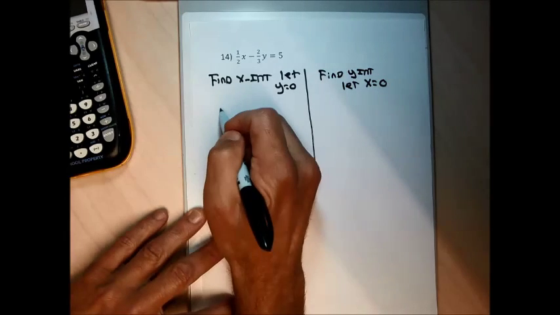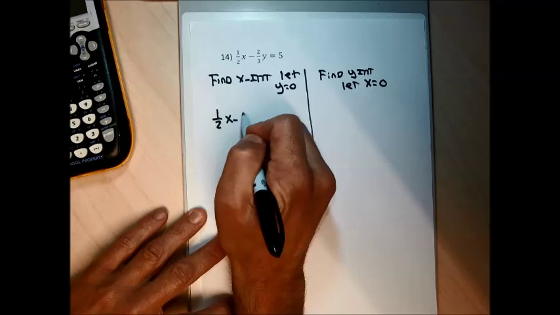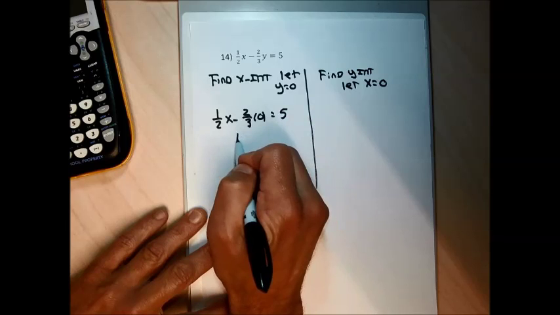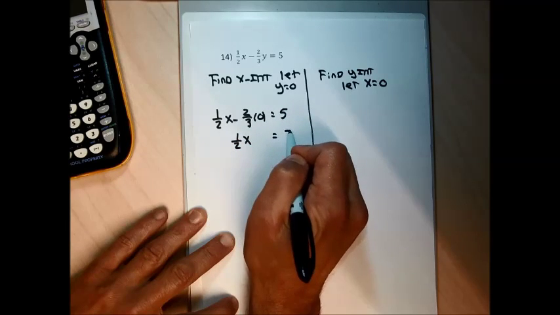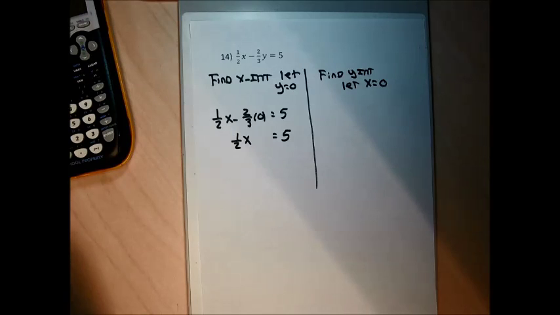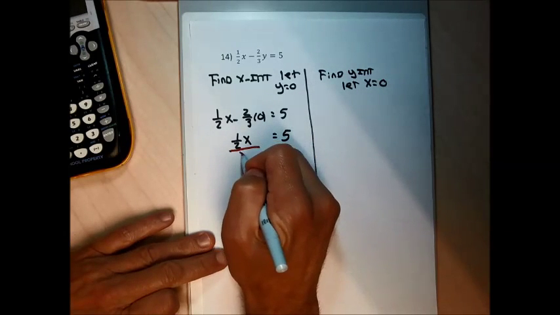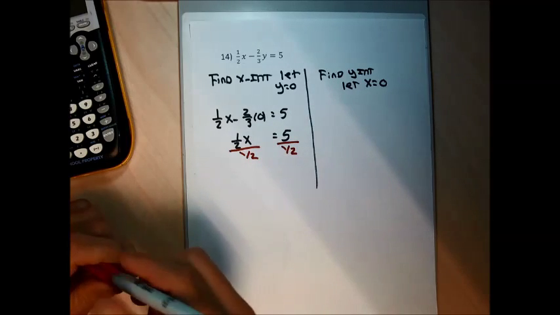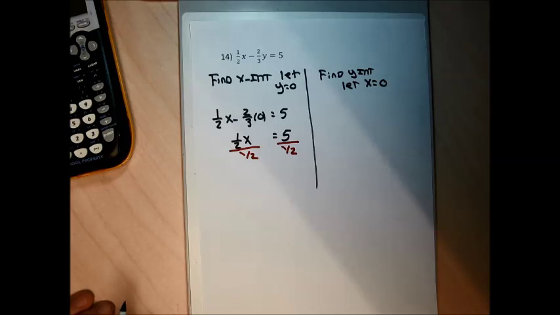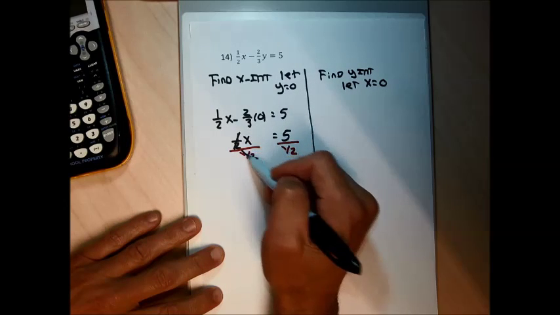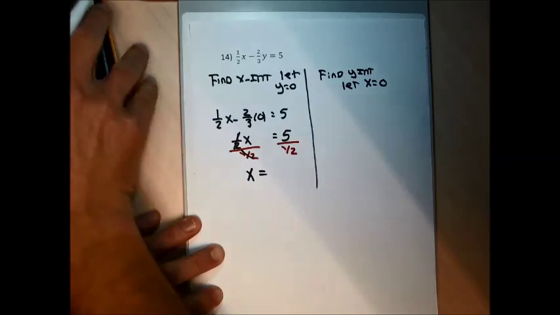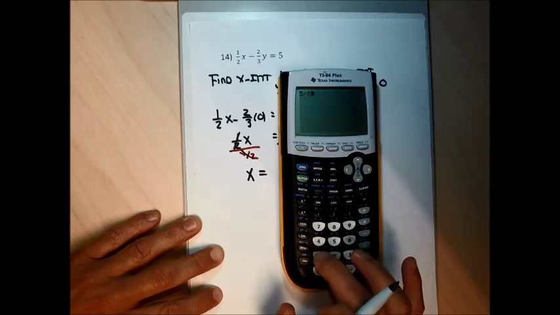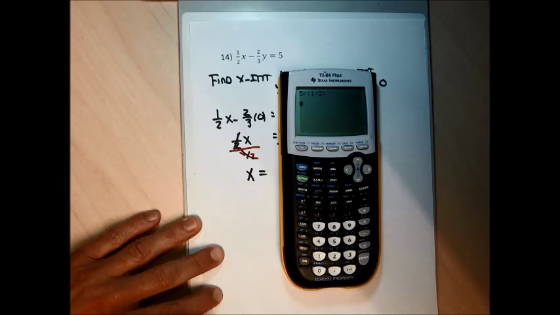So for the x-intercept, I'm going to go 1/2 x minus 2/3 times 0 equals to 5. That will simplify to 1/2 x equals to 5. And at this point, I can multiply both sides by 2, or I could divide both sides by 1/2. Most students really fumble with these fractions, so I'm going to do the fractions as easily as I can. I'll do them on my calculator. Dividing the left side by 1/2, you're left with the x. On the right side, to do 5 divided by 1/2, I can just go 5 divided by parentheses 1 divided by 2 for 1/2, and that's going to give me 10.